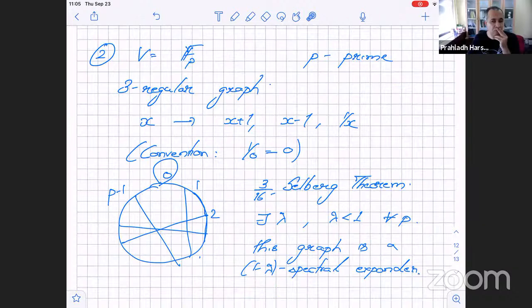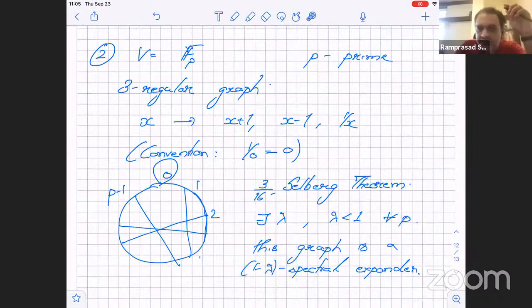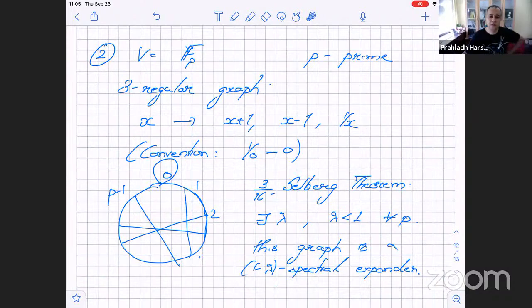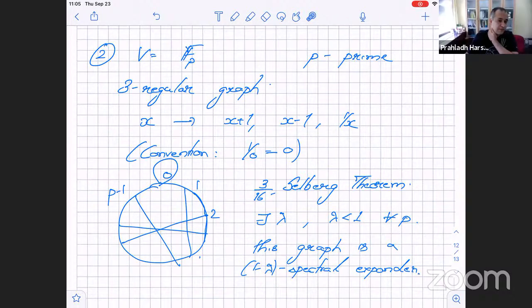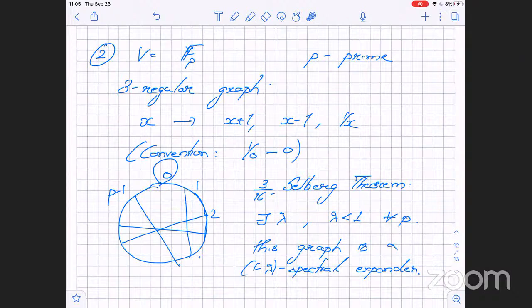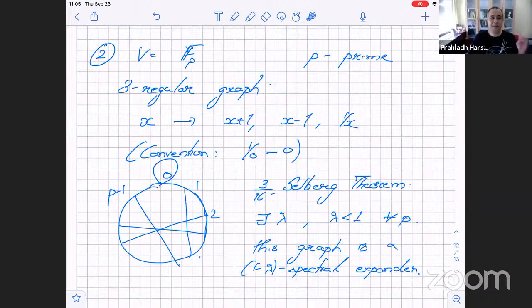I think inverses can be calculated efficiently due to Euclid's algorithm. So x plus 1 and x minus 1 are already something that we can compute. So this should also be super explicit. Yeah, it seems as if it's super explicit.